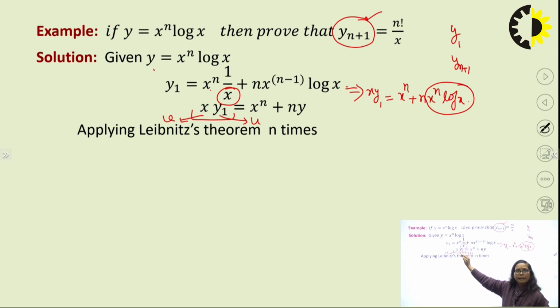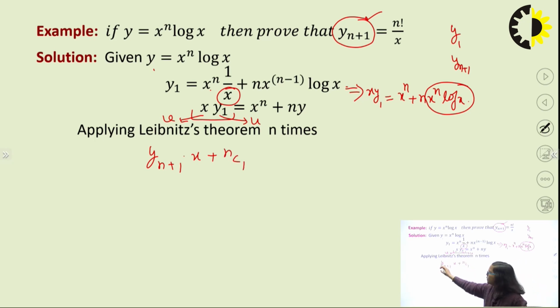So applying the Leibniz theorem over here, the nth derivative of first function y1 is yn plus 1, into the second function x as it is, plus nC1, its lower order derivative, the n minus 1th order derivative, which is yn, into the first derivative of x. Its first derivative is 1 and the next derivative of 1 becomes 0. So here the Leibniz theorem will stop.